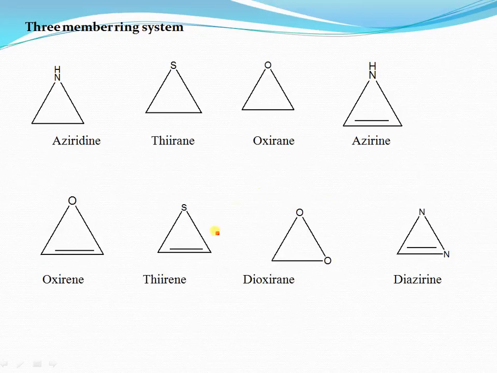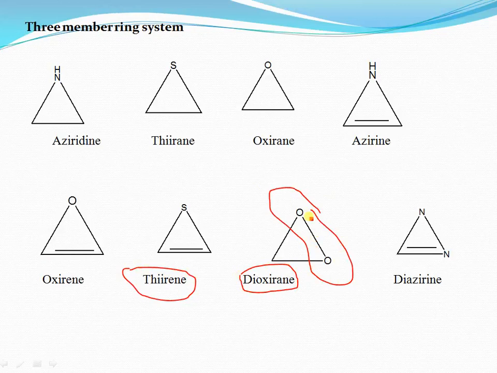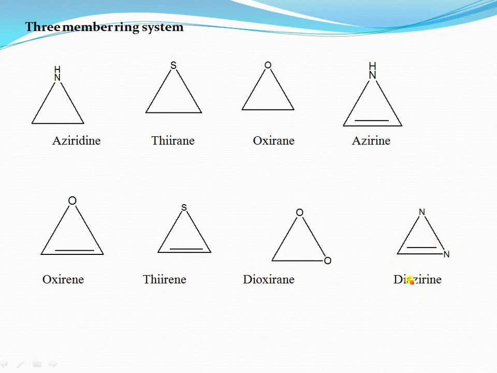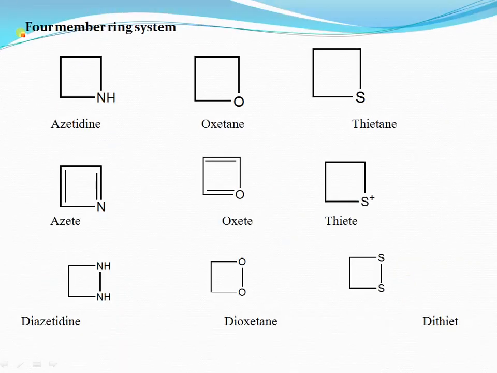Okay. Like this, thiirene, dioxirane. Irane means again what? Non-nitrogenous with 3 members. It is a saturated ring system, irane. Diazirene. Again, it is unsaturation, that's why it is irene. Like this, 3-member ring systems.